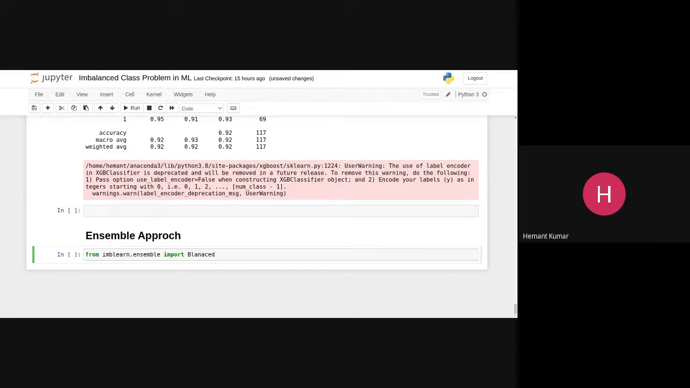I think we have two spelling mistakes. So it is a balanced bagging classifier and a balanced random forest classifier. In the ensemble algorithms we have only two algorithms. The first one is the balanced bagging classifier, which uses the bagging concept. And the second one is the balanced random forest classifier. So we are using the balanced random forest classifier here.